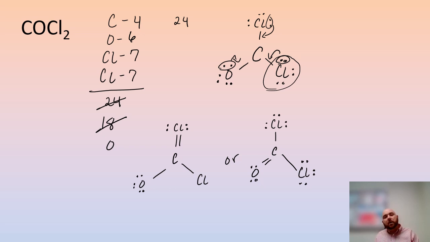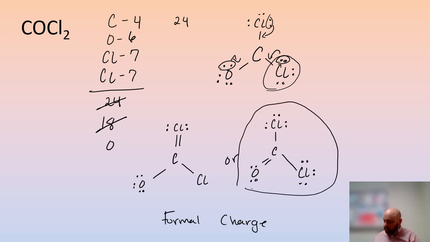However, in the next section, we will learn that there is a way to tell which of these two structures is correct, and that is by calculating something called the formal charge on each atom and comparing them. Again, we'll get to that a little bit later. Suffice it to say right now that the structure that has the double bond on the oxygen is the correct Lewis structure for the phosgene compound.